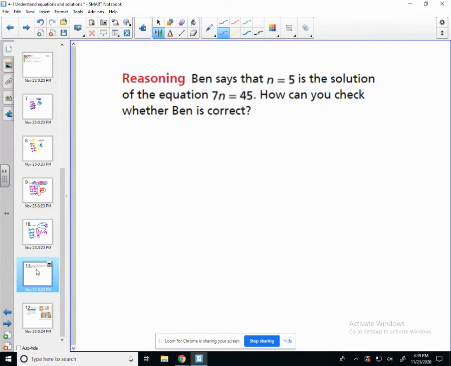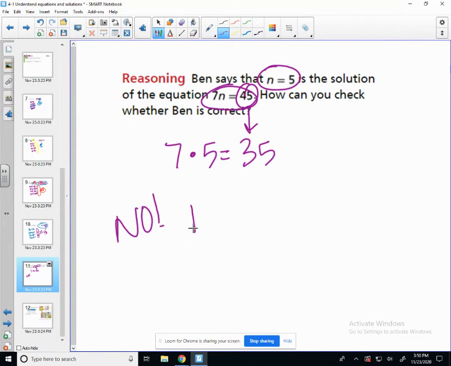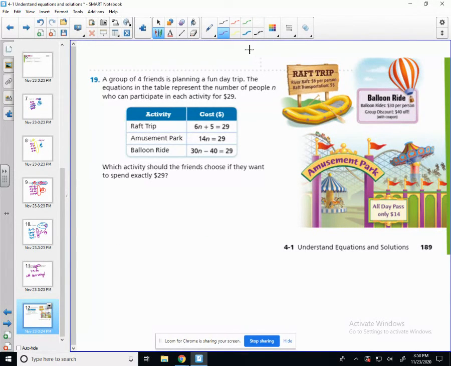Let's try a story problem. Ben says that n equals 5 is the solution to this problem. Can you check? Sure you can. Whenever you have a number touching a variable, it means you need to multiply. Good. So 7 times 5 equals 35. Is he right? No, Ben's wrong. Sorry, Ben. Let's try this story problem. Last one. You guys got this.